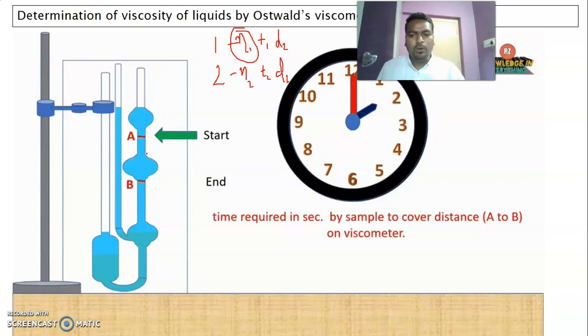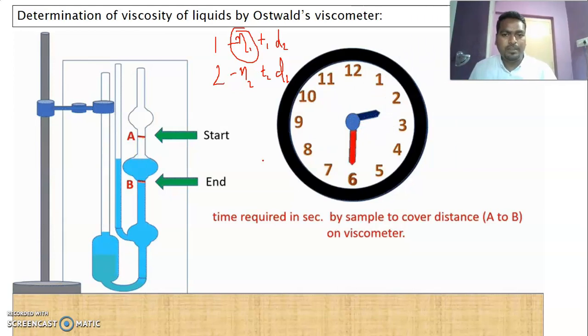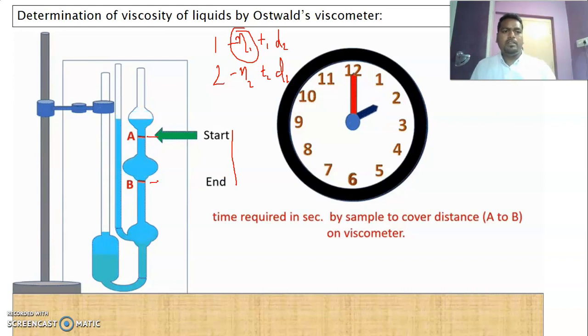As soon as you allow it, when the liquid reaches A, we are going to start the stopwatch. You observe in the figure carefully. When it reaches point A, we start the stopwatch. When it reaches B, we stop, and we note down the time taken by the liquid to flow from the reference point A to B.